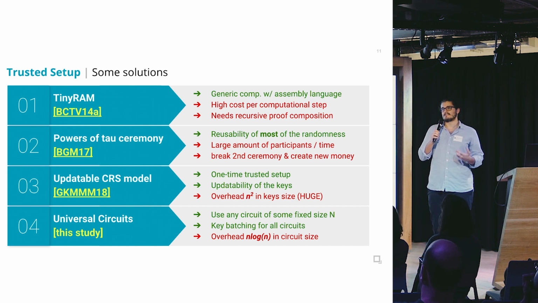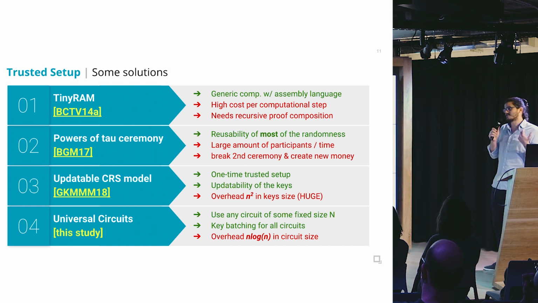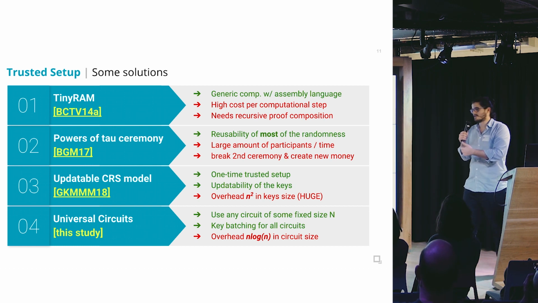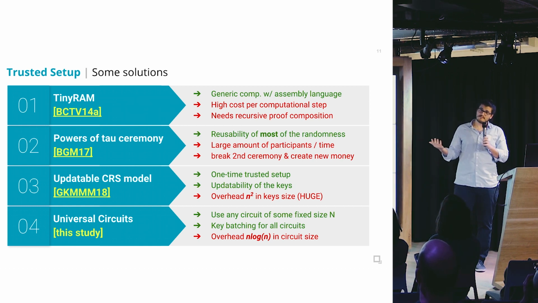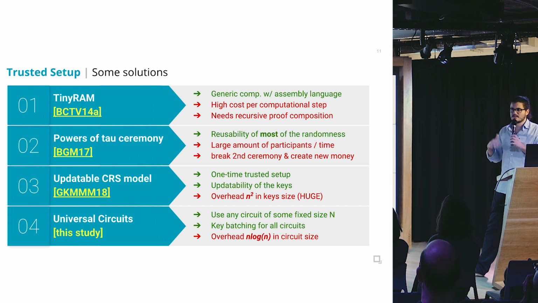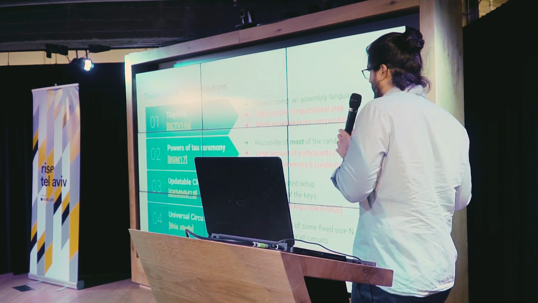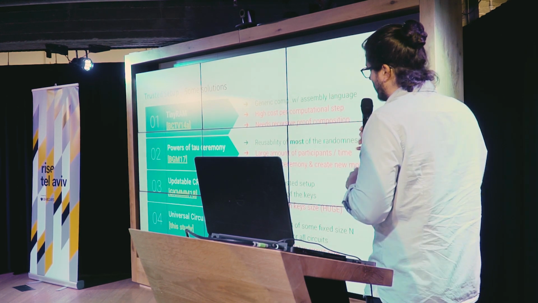That talks about the updatable CRS model, which says we have a pre-processing SNARK, but we can now generate a set of keys, a proving key and verification key, that is general in a way that we can just update the keys without having to compute the actual trusted setup for every new circuit, right? So this is great because it's a one-time trusted setup. You have updatability of the keys, and you don't need to deal with the trusted setup every time. But this specific construction has an n squared overhead on the key size, n being the number of constraints, right? So this is really, really big.